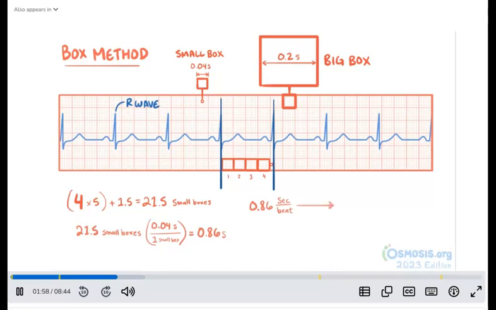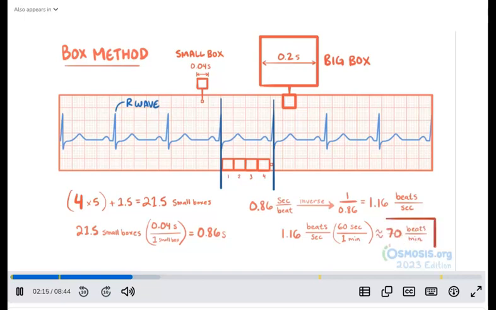Now, to get something a little more meaningful, we can take the inverse of that, which is 1 over 0.86 beats per second, or 1.16 beats per second. Now, since there are 60 seconds in a minute, we can multiply this by 60 and end up with 70 beats per minute, which is the heart rate.